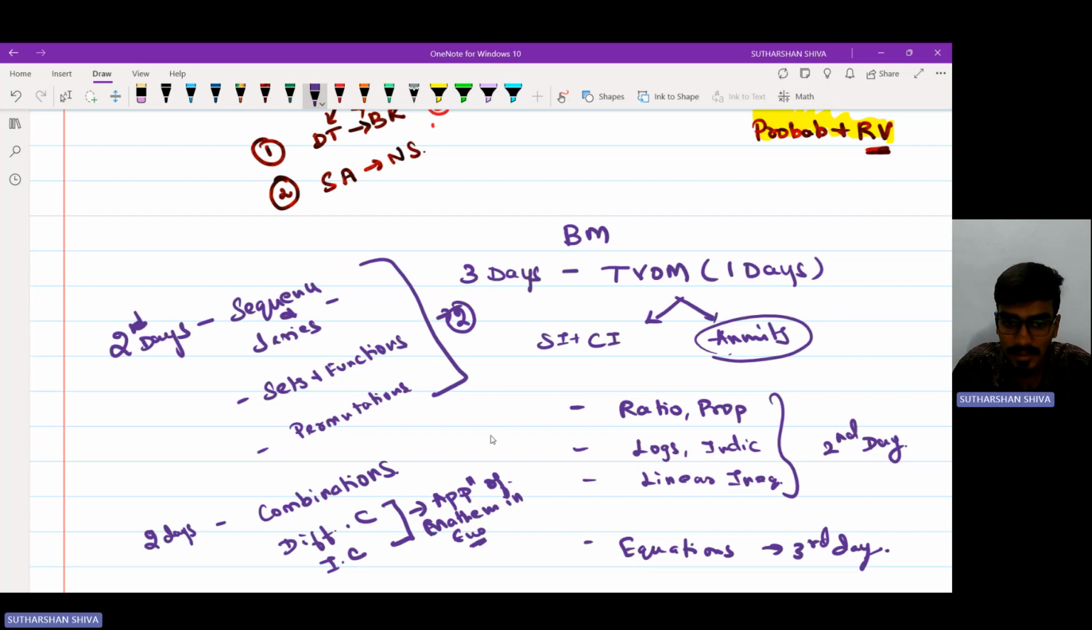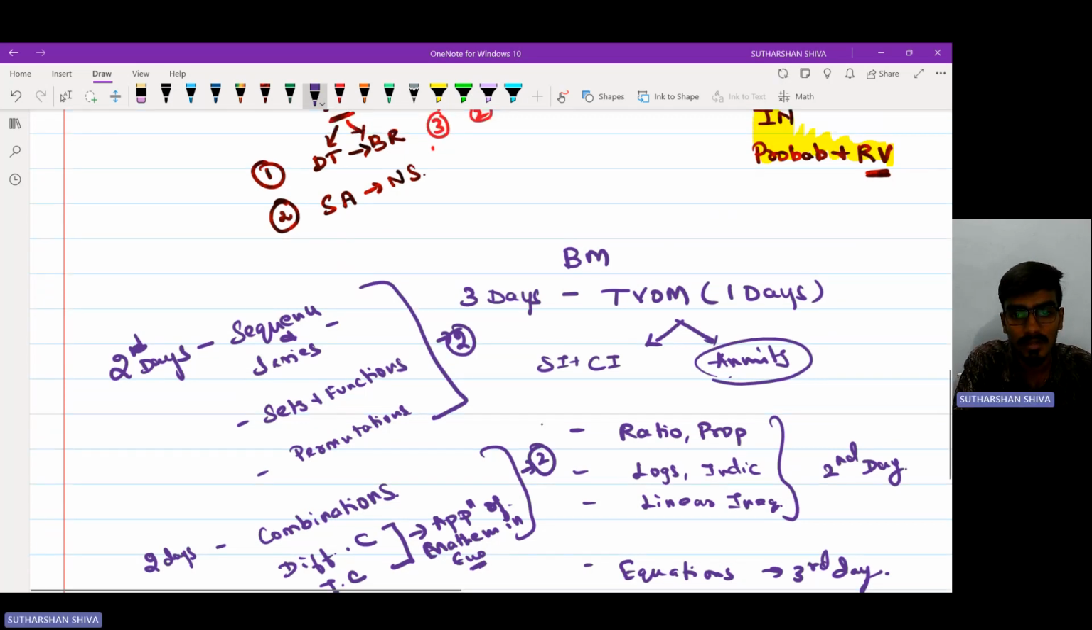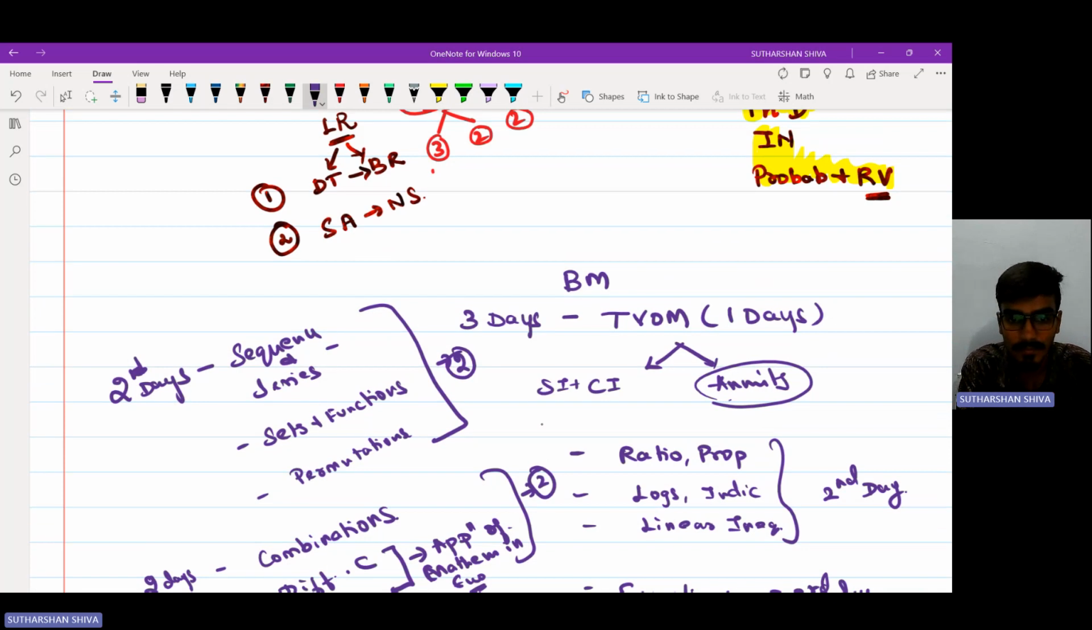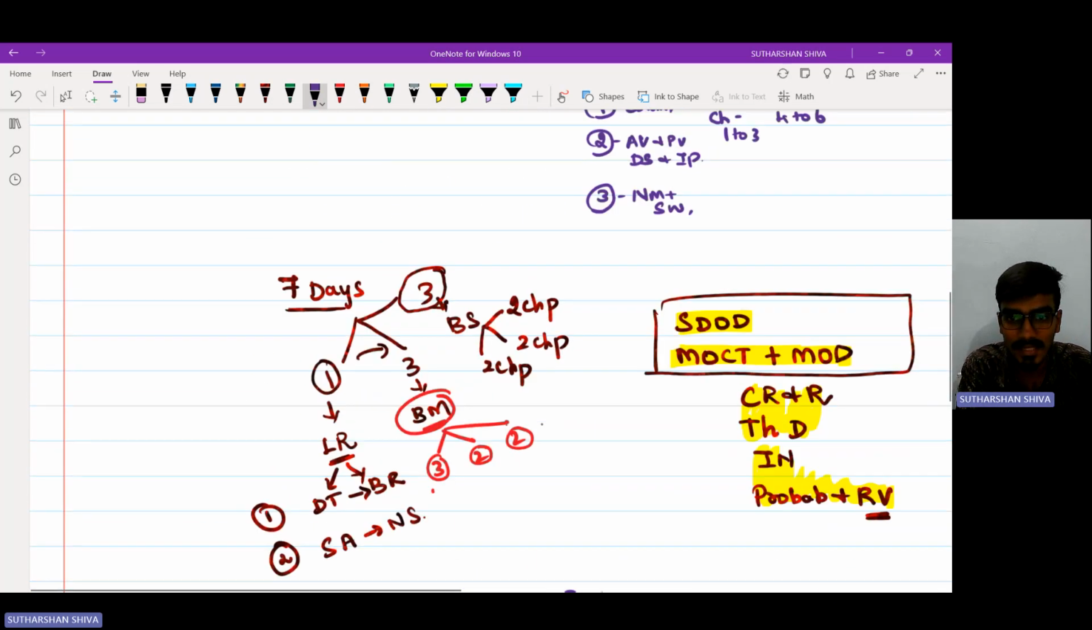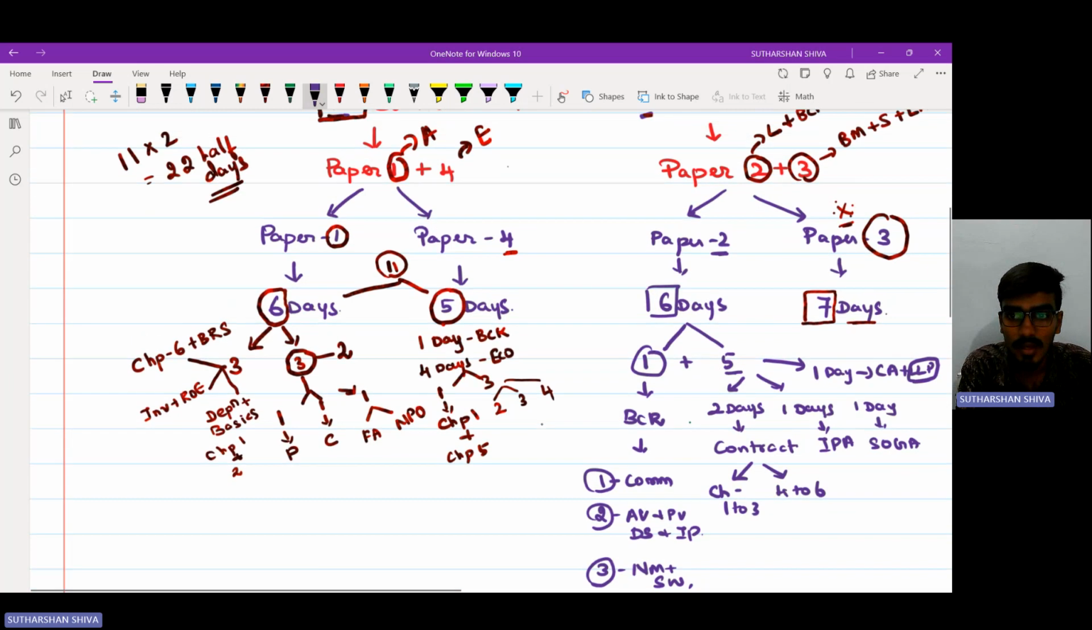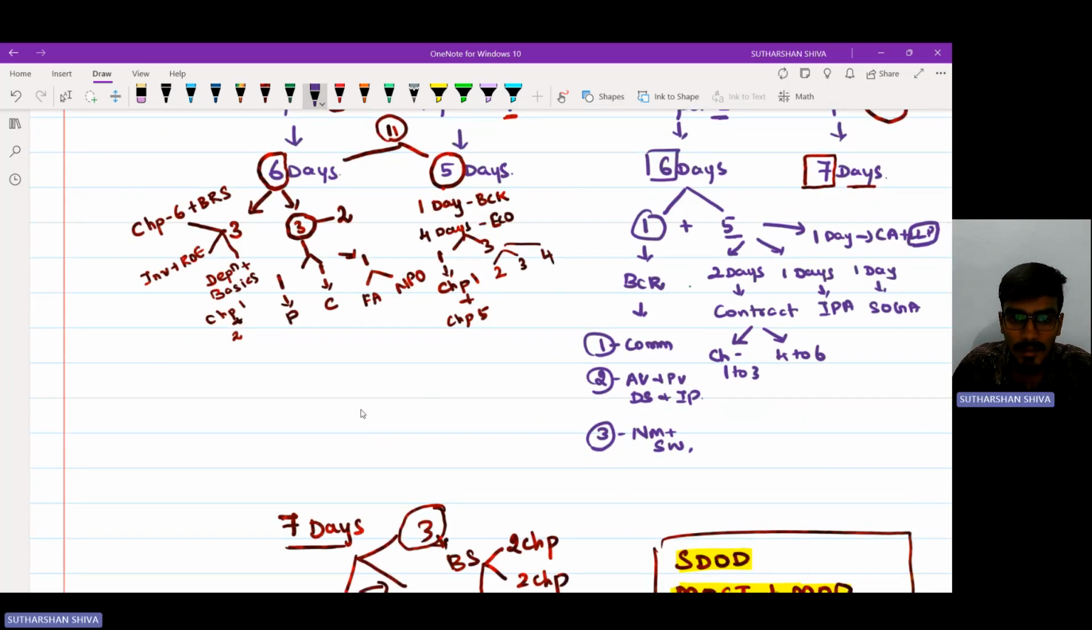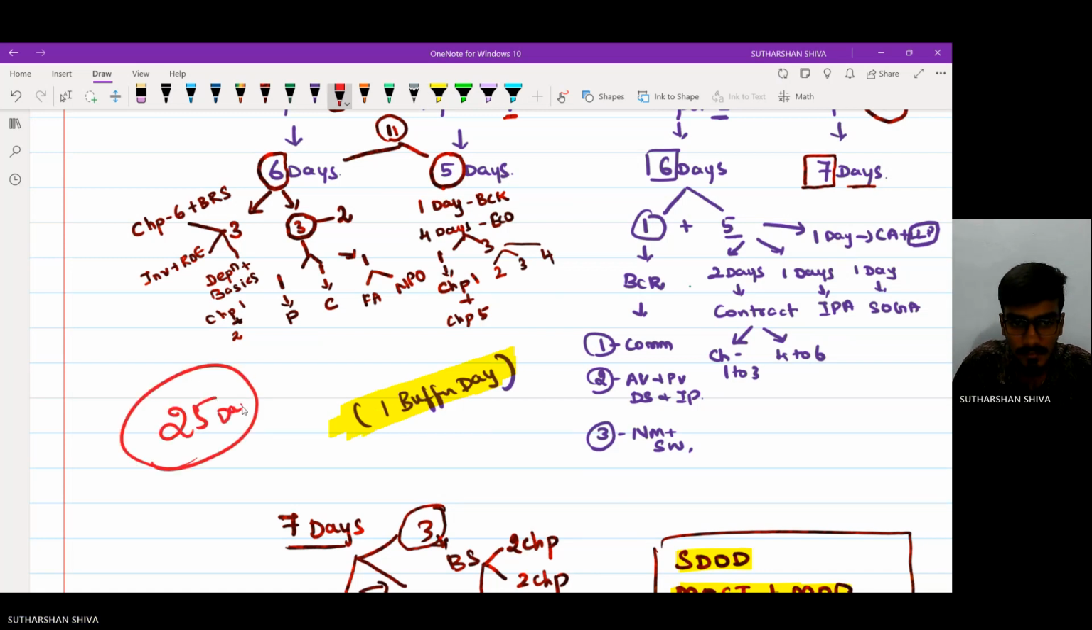You are going to plan this. This entire thing, you are going to spend 2 days on. Okay, this is how your entire plan should be for paper 3. So if we do that, I will give one buffer day. In this first revision, entirely it will take 25 days.